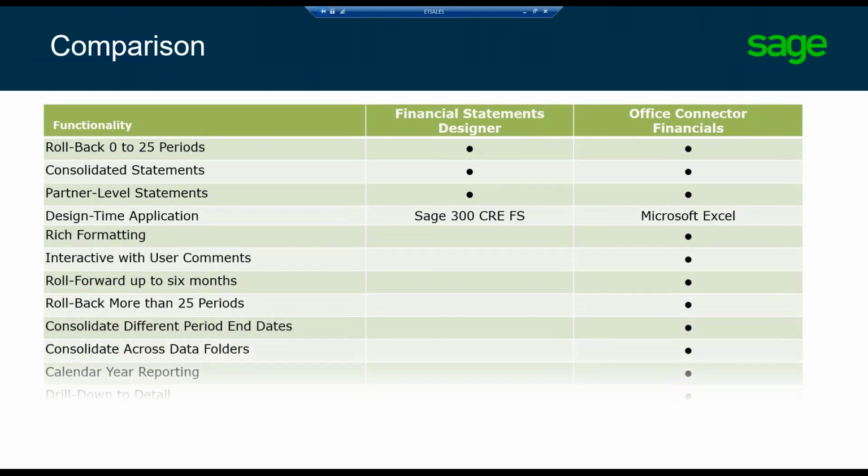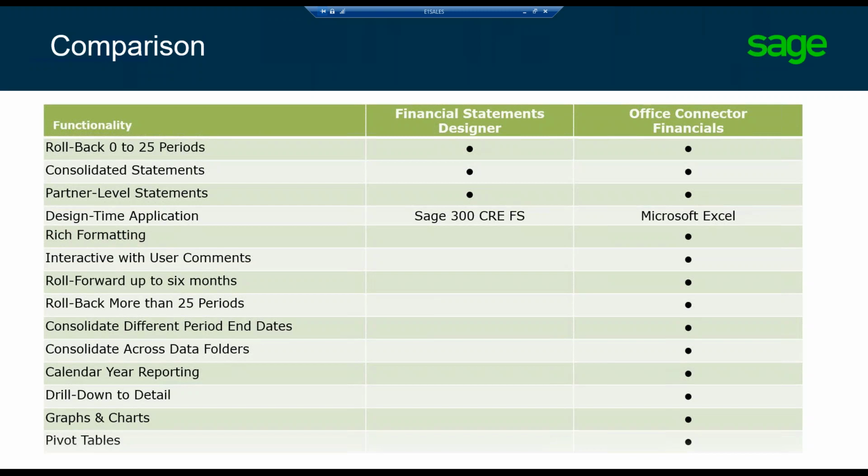So legacy financials allow you to run for the current period and up to 25 periods total, 24 periods in the past 2 years. You can consolidate statements, you can do partner level statements, but Office Connector Financials was designed to do significantly more, and you see that listed over here on the right.